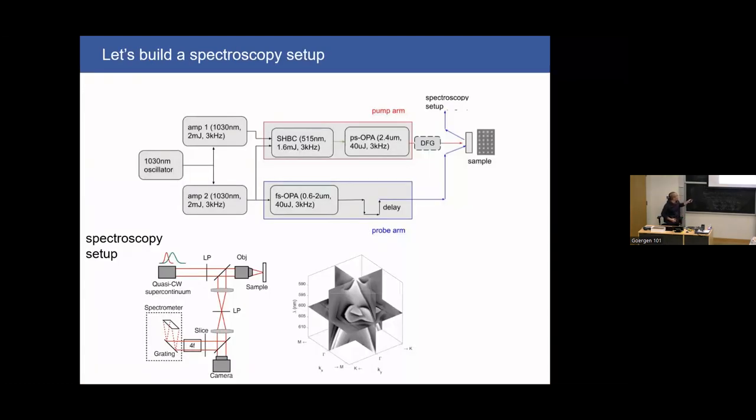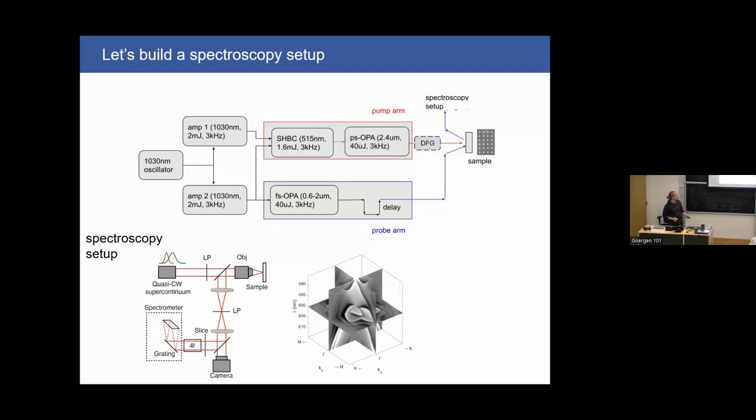This is how the laser looks. We start with an ytterbium oscillator. This one oscillator is then seeding 2 amplifier heads. Each one is running at 3 kilohertz, 2 millijoules. Each head then sends in 1.6 millijoules. The two of them go into the second harmonic band compressor. Basically, you chirp one of the pulses positively, the other pulse negatively, and do some frequency generation in between.